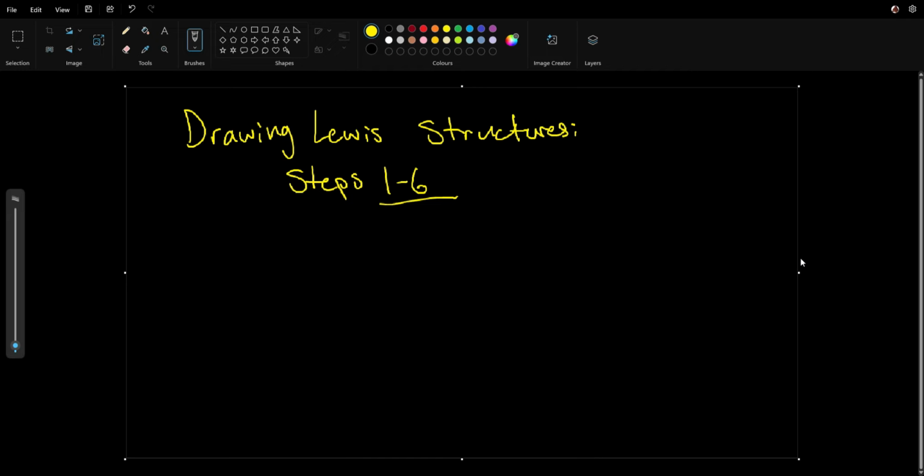Hello everybody, welcome to a video on drawing Lewis structures. Today we're going to be going over steps 1 through 6 of how to draw a correct Lewis structure based off of a chemical formula of a molecule.